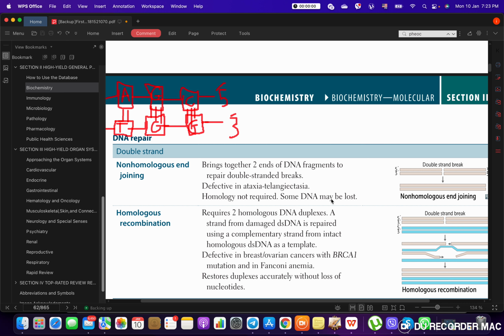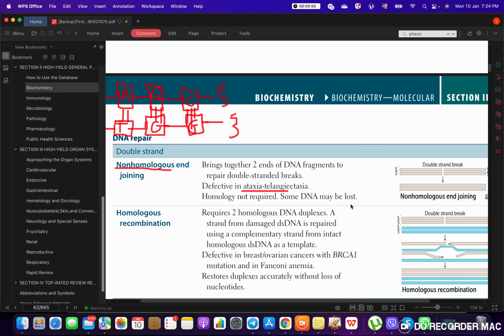So I have a question, guys. If someone has one leg taller than the other leg, will he be able to move normally, or will he have ataxia? I mean, if someone has no homology of his legs, will he have ataxia? Yeah. So that's the mnemonic. If you have no homology of your legs, you will get ataxia telangiectasia.